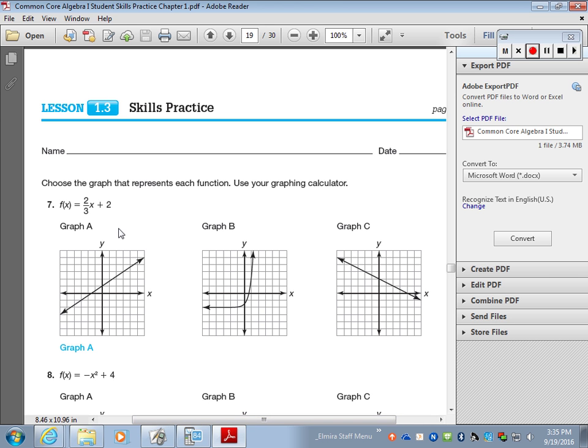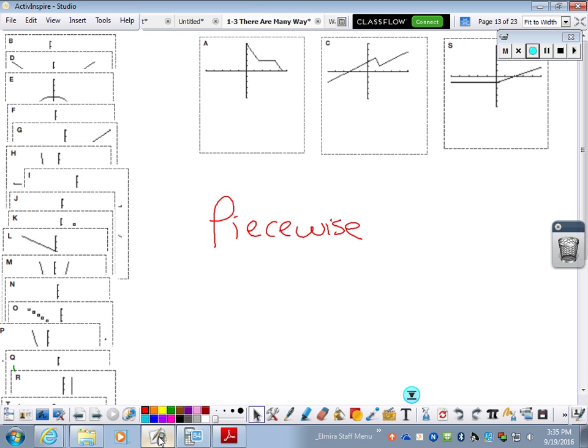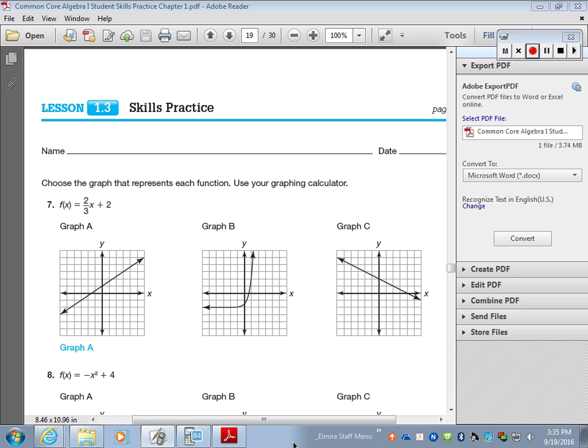This is multiple choice. It is easier if you have a calculator because then you can just type this in. However, if you don't have a calculator, it's okay. It's harder, but it's easier if you have a calculator. And I would recommend a pre-signed pass to my room to use a calculator if you don't have one.